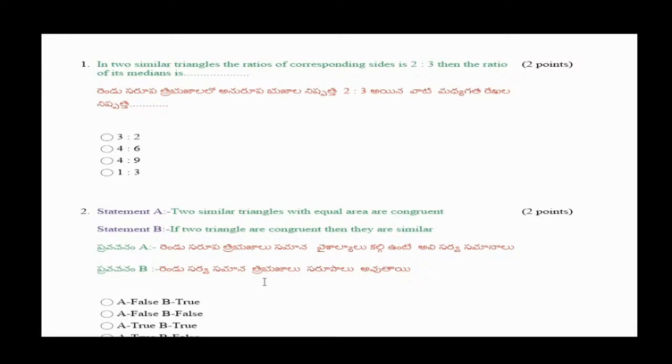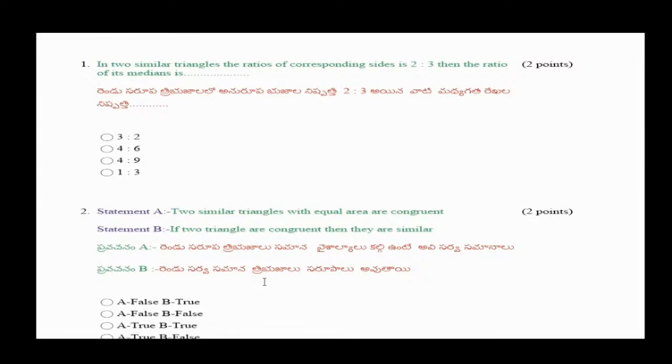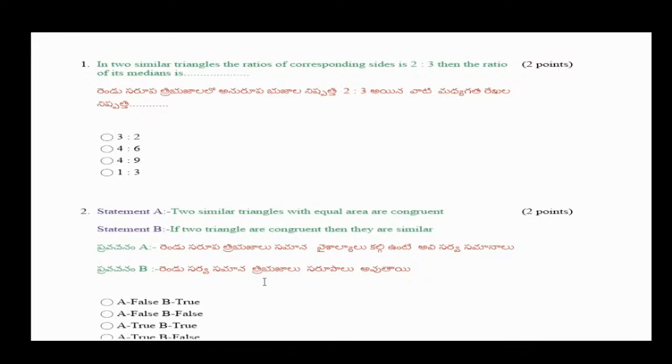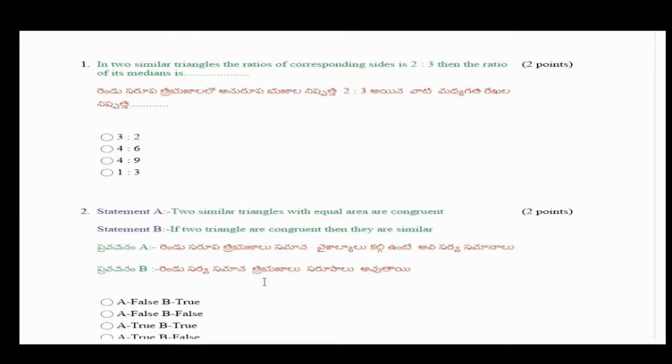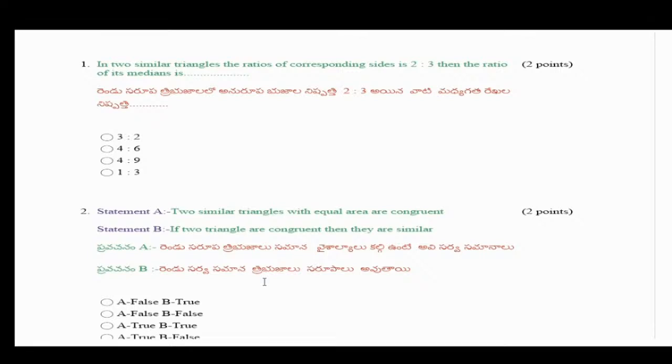The first question is: in two similar triangles, the ratio of corresponding sides is 2:3, and what is the ratio of its medians? రెండు సరూపు త్రిభుజాల్లో అనురూప భుజాల నిష్పత్తి 2:3 అని ఇవ్వడం జరిగింది. అయితే మధ్యగత రేఖల నిష్పత్తి ఎంతో ఫైండ్ అవుట్ చేయమంటున్నాడు. We know that the ratio of sides of two similar triangles is equal to the ratio of corresponding medians, which we discussed yesterday in class. So this ratio is 2:3, and this must be equal to the ratio of medians.